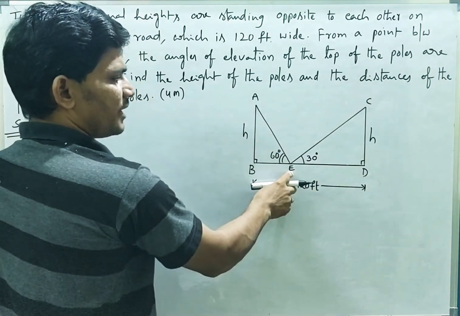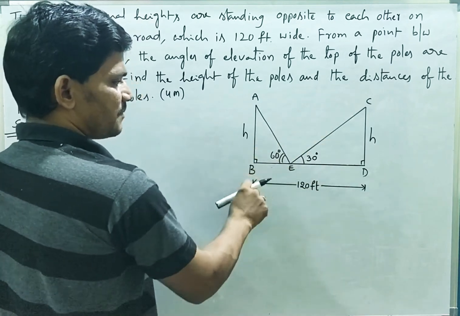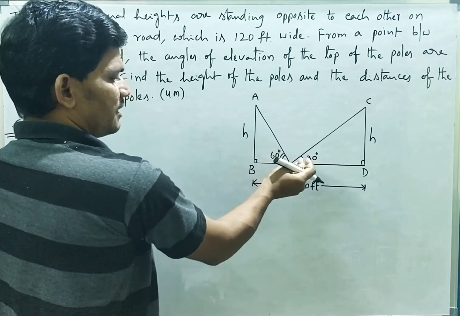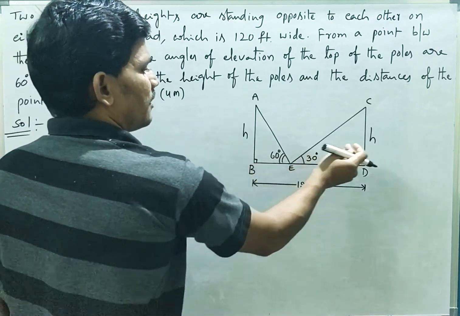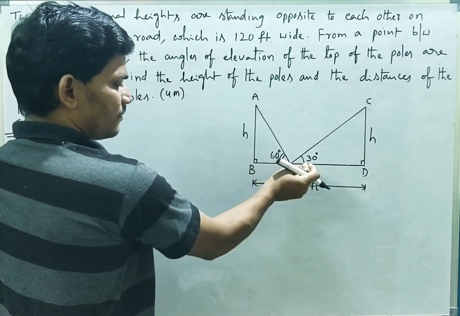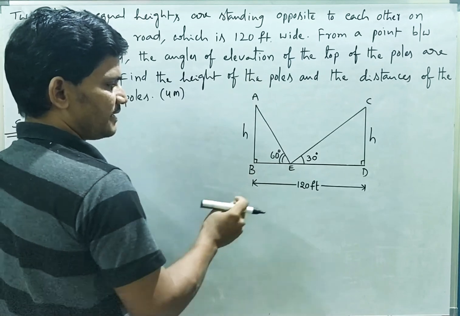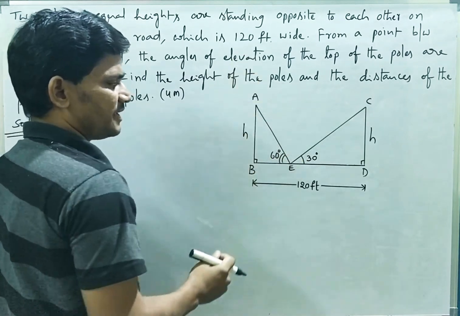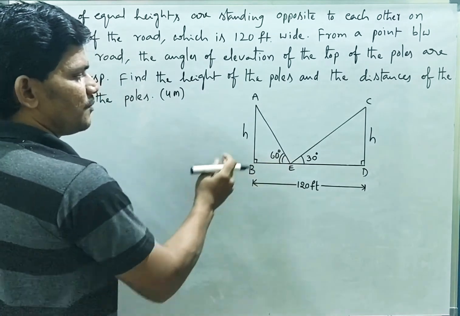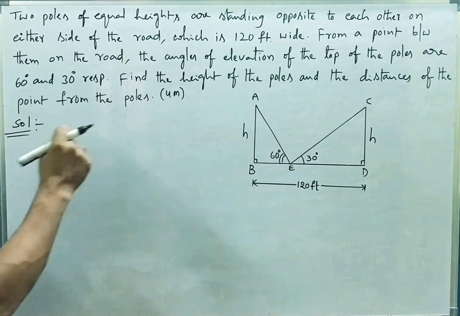You can't take the point at the middle because they are not subtending equal angles. As they are making 30 degrees and 60 degrees, you have to keep the point nearer to one pole and away from the other pole. Because if you go towards any object which is standing, the angle of elevation of the top increases. That's why you have to take E nearer to the pole which is making 60 degrees. Okay? That is with the figure.